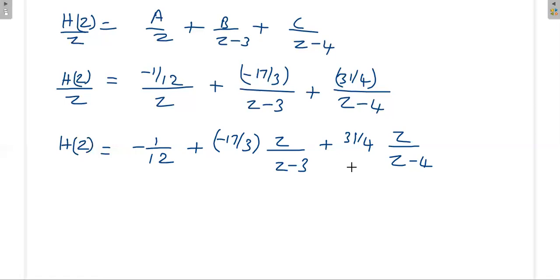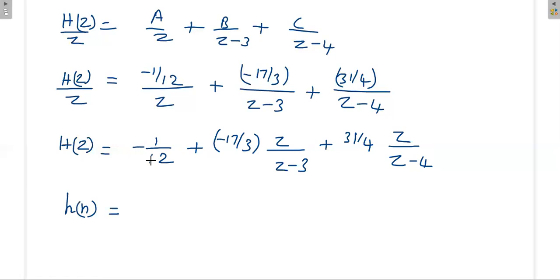That means the ROC is outside the circle. Just simply outside. So it is right sided. With respect to the circle it is outside-sided, and with respect to time it is right sided. Then take the inverse z transform.